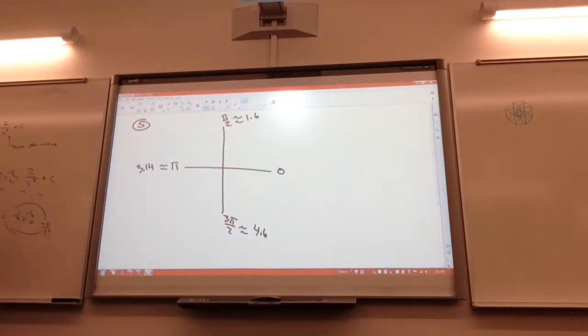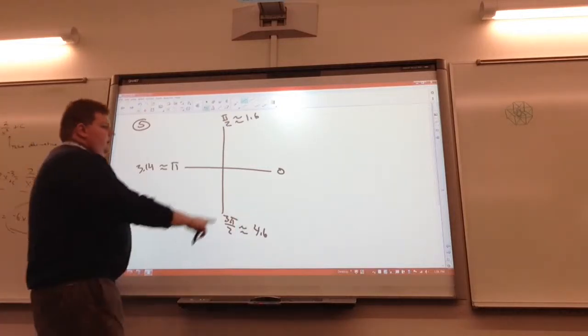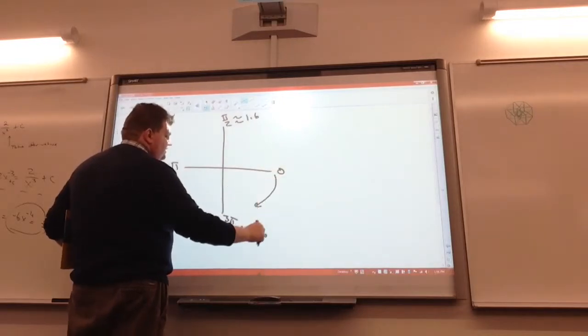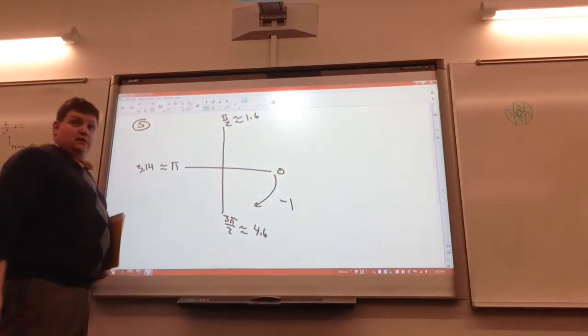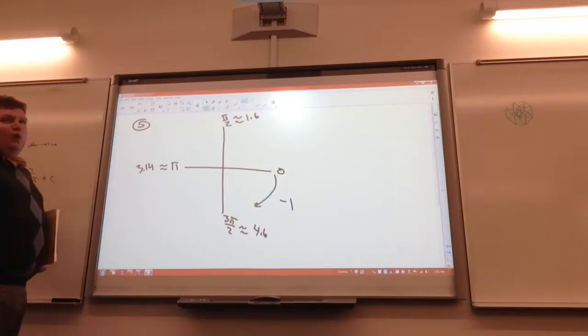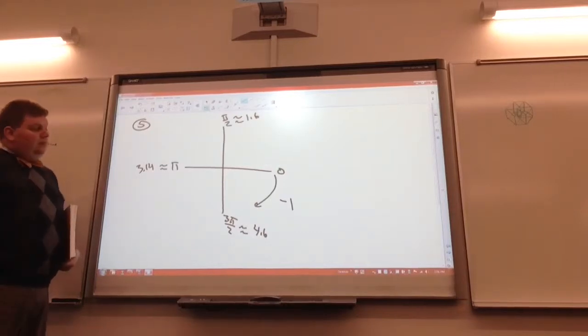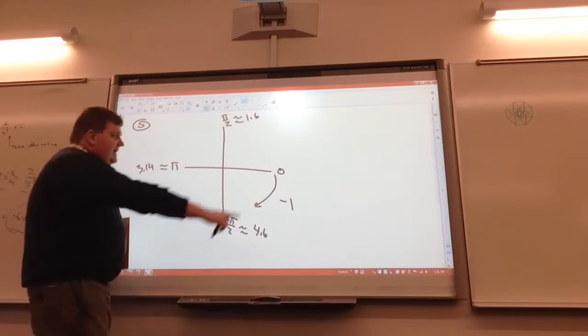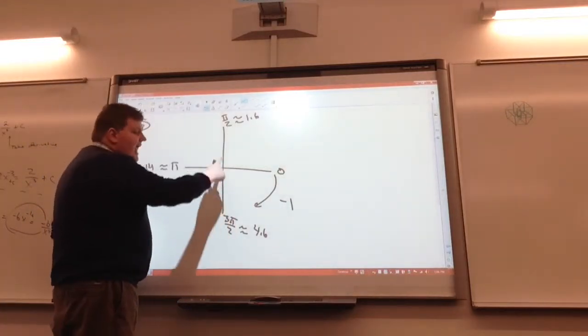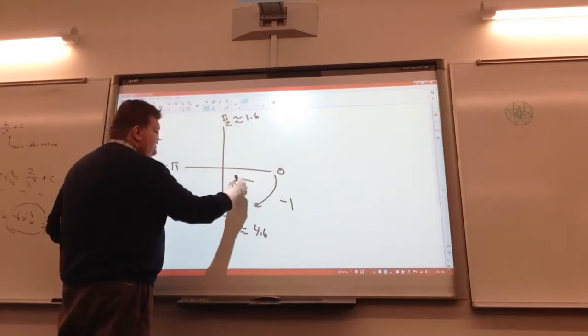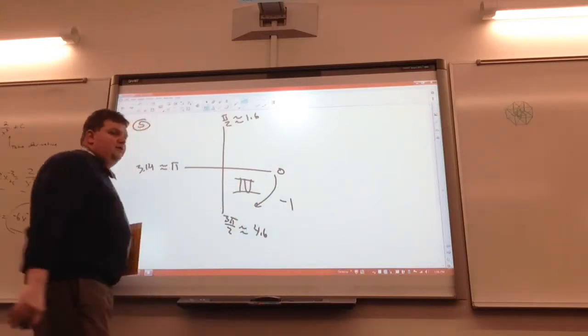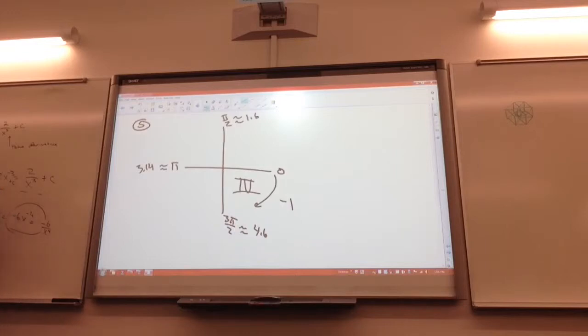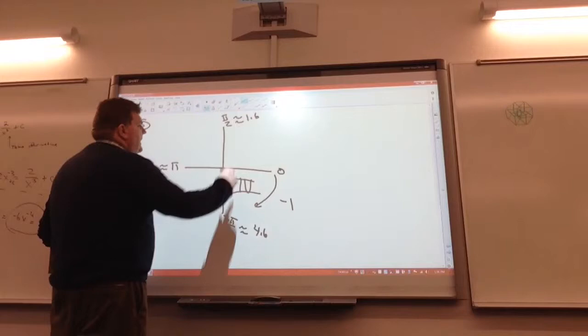This is minus 1, which means we're starting at 0 and going in this direction for whatever minus 1 radians is. So minus 1 is less than 1.6, right? Which means I'm not going to quite make it over here to 3 pi over 2. I'm going to end up in this quadrant somewhere. So what quadrant is this? It's the 4th quadrant. So negative 1 radians is in the 4th quadrant. Okay, that's really all there is to it.